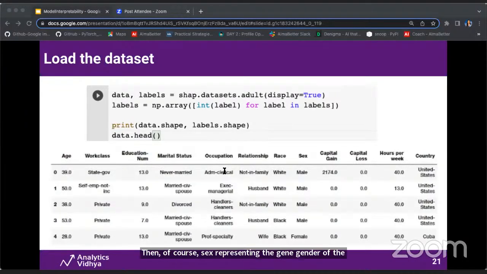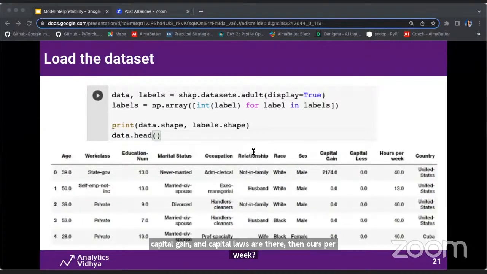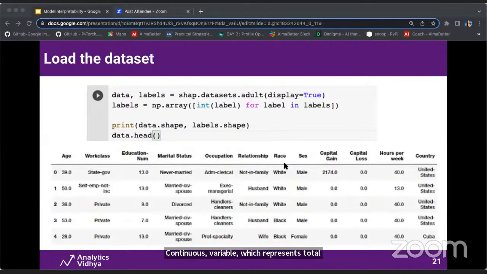Capital gain, this is again a continuous variable, the total capital gain for the person. Capital loss, so this is the continuous variable which represents the total capital loss for the person, right? So capital gain and capital loss are there. Then hours per week, continuous variable, which represents total hours spent working per week. Okay. Then we have country. So this is a categorical variable where we have the country where the person is residing.